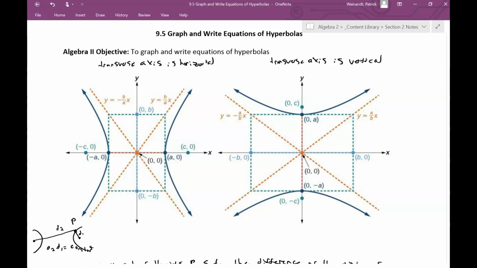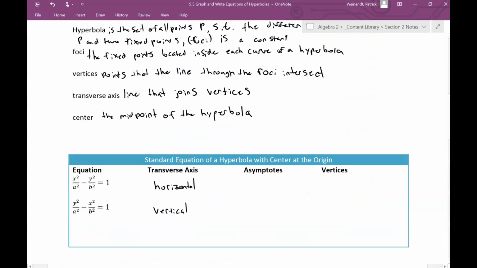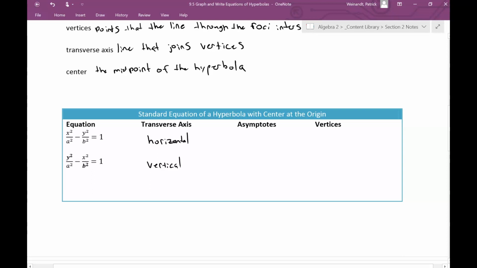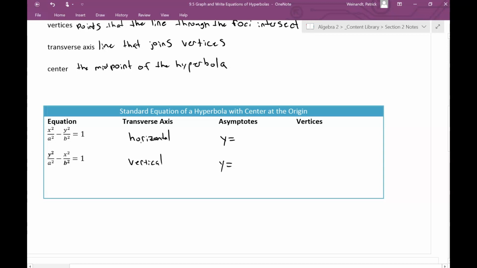Okay, so your transverse axis is going to be horizontal if your equation's x squared value is positive, and your transverse axis is going to be vertical if your y squared value is positive. So keep that in mind. Now the asymptotes, this is probably the trickier thing to remember. I guess this one kind of makes sense. If x squared is positive, then it should be a horizontal transverse axis. And if its y squared value is positive, it should be vertical. That kind of makes sense.